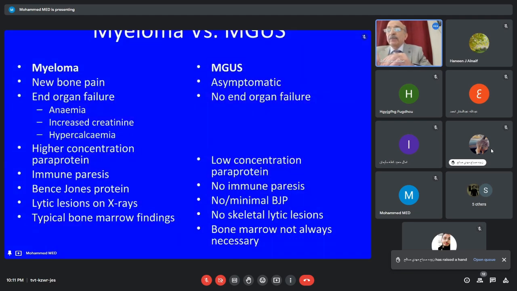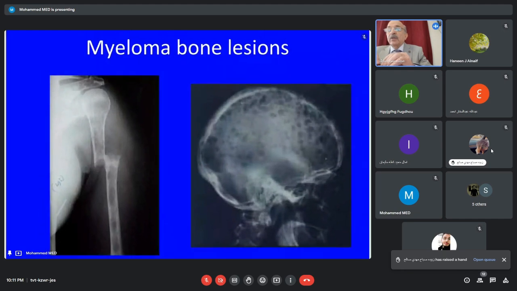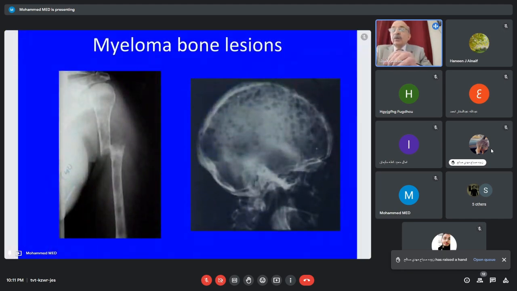Go to next slide, please. Yes, this is the humerus of a patient with multiple myeloma, and on the right side the skull of a patient with multiple myeloma, multiple lytic lesions. A single lytic lesion is not a major criteria, but two lytic lesions and more is a major criteria for multiple myeloma. The fracture in this humerus is not traumatic. This is a pathological fracture due to the multiple myeloma. Next slide, please.